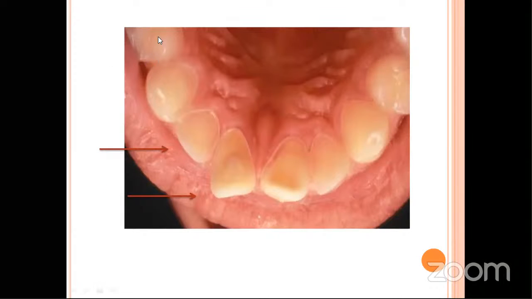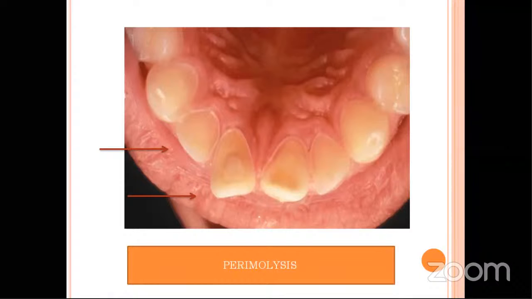If you get a question on anorexia nervosa or patients who are vomiting, who have regular regurgitation and vomiting, due to the acidic content of the gastric contents there will be erosion of the anterior teeth. These teeth are all normal, but here you can see some erosion of the anterior teeth. This condition is called perimolysis, where there will be erosion of the palatal surface of the anterior teeth due to the reaction of the acidic contents.